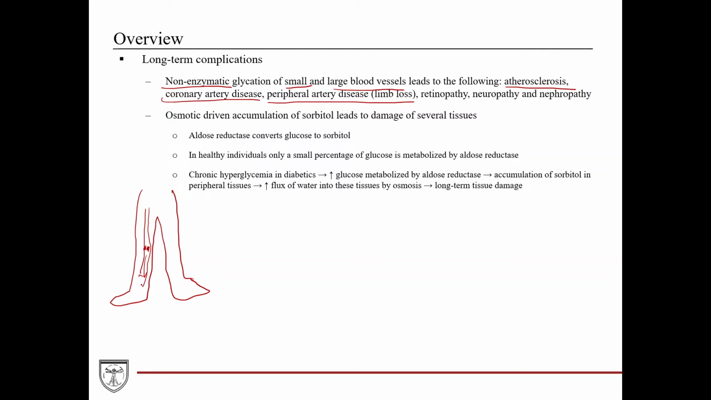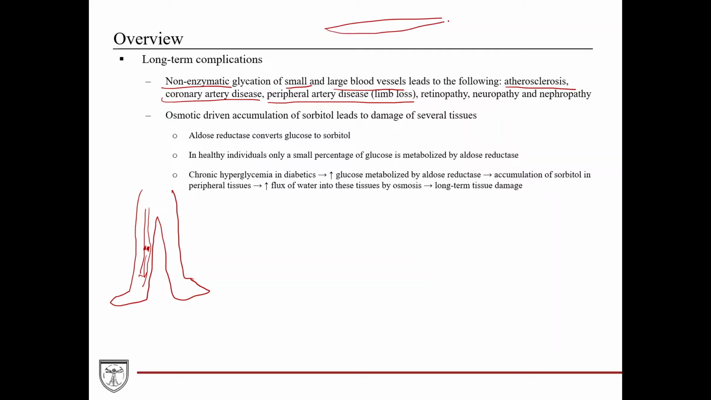And unfortunately, if they develop chronic ulcers and they don't get treated, it's a huge risk factor for developing gangrene of the foot or lower extremity, and then they end up having to undergo amputation. Diabetes is actually a major cause of amputations in the United States because of peripheral artery disease that develops in diabetics. So it's a huge problem. And it all comes back to non-enzymatic glycation of small and large blood vessels.